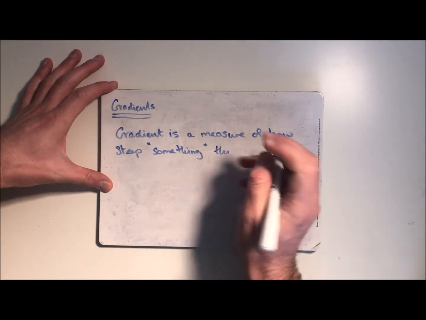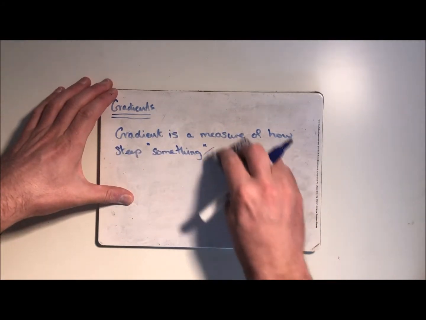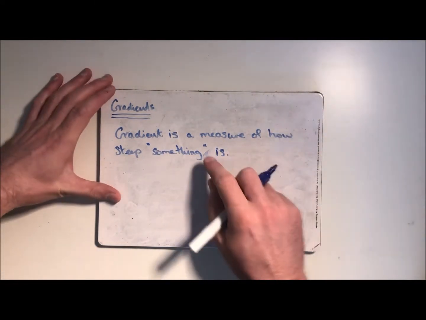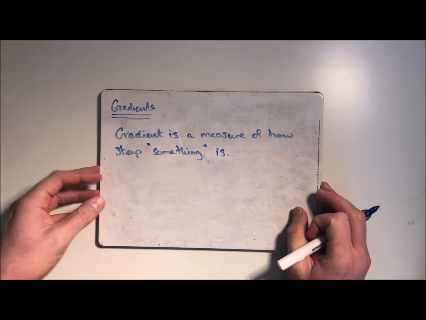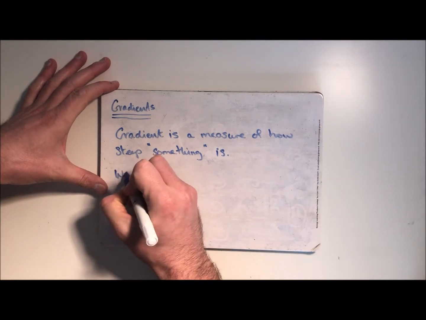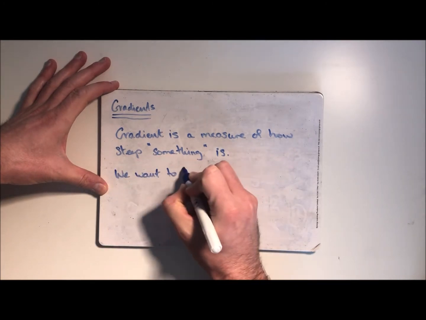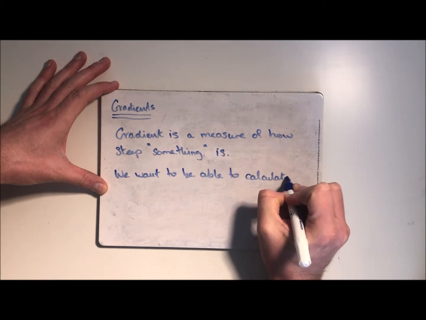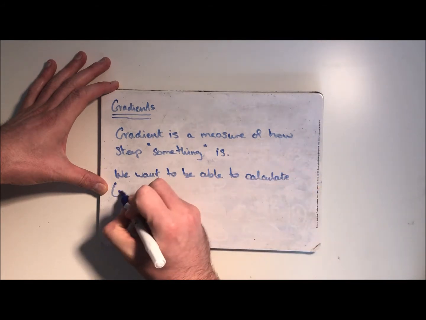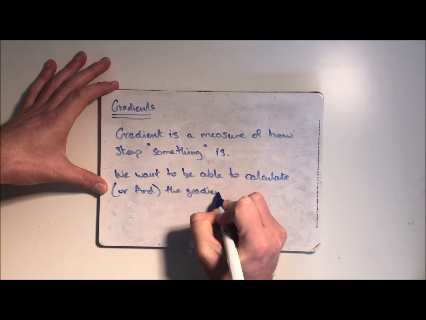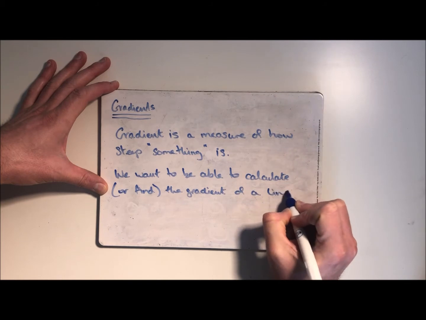Now, particularly for us, what we're looking to do is measure the gradient of a line. The line can represent lots of different things, but essentially to start with, we're going to just be calculating how steep a line is. So we want to be able to calculate, or find, sometimes it says find the gradient, of a line.